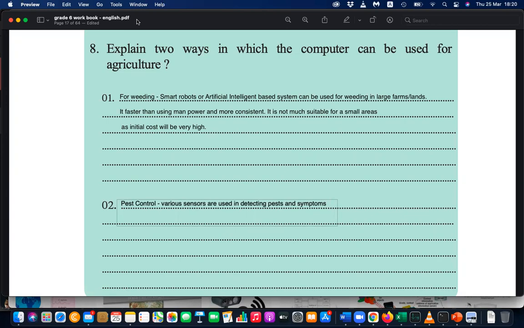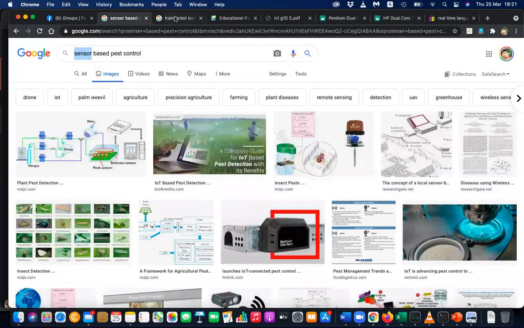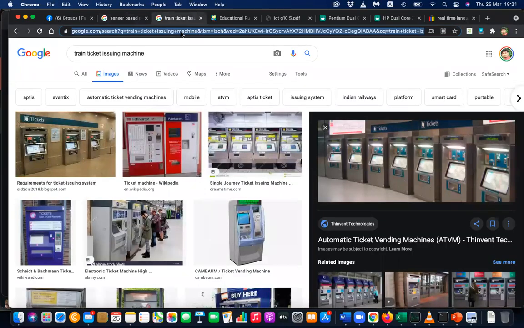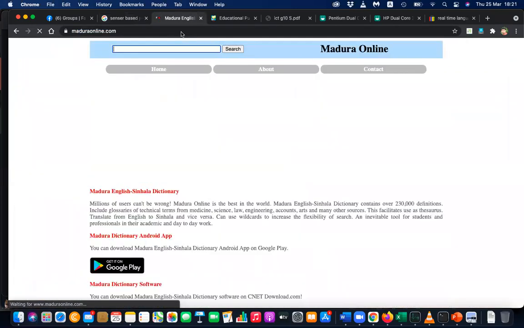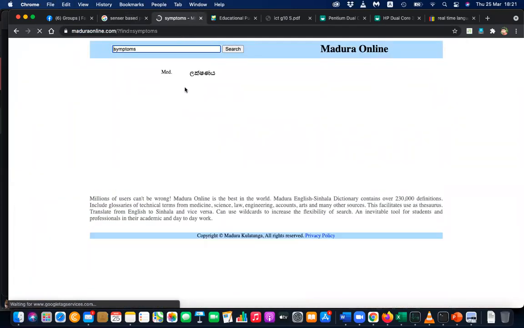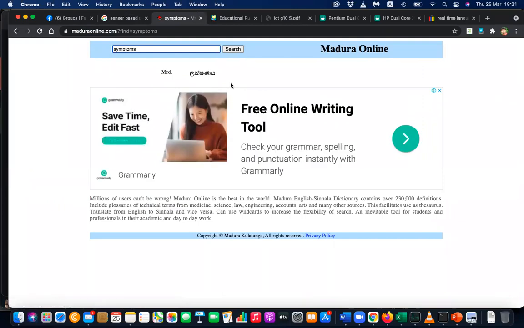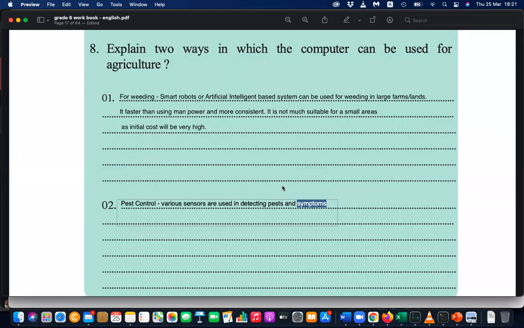What is a symptom? Symptom එකක් කියන්නේ මොකක්ද? Various sensors are used. Sensors means in Sinhala you call සංවේදක. සංවේදක are used in detecting pests and symptoms. So symptom in Sinhala you can say රෝග ලක්ෂණ. So let's go to online dictionary. Yes, it's symptoms basically. So when something happens, the symptom is kind of a sign.